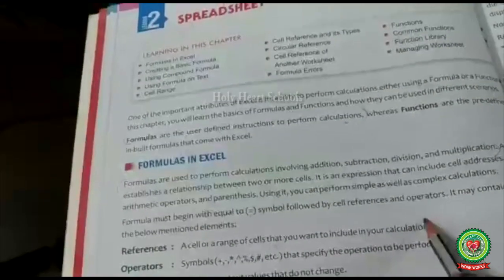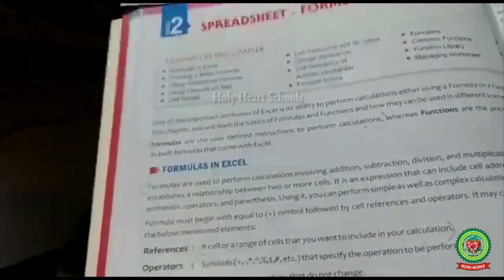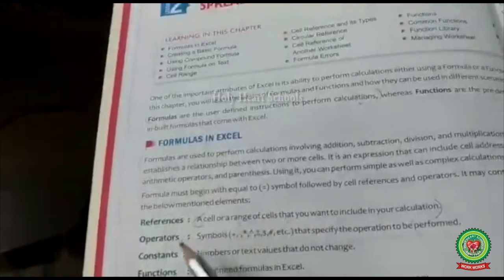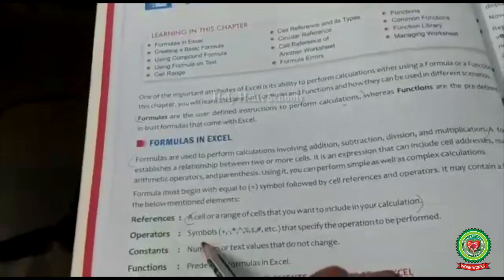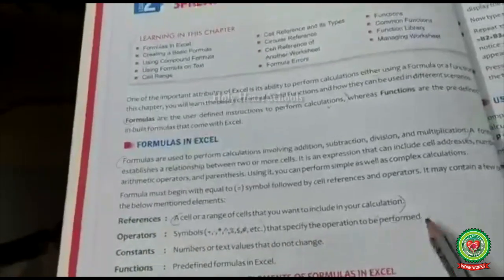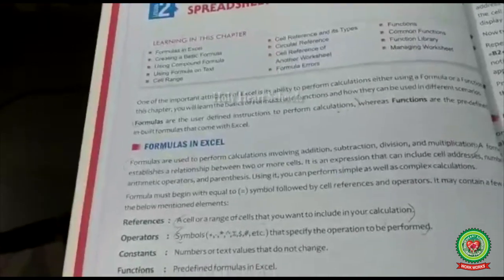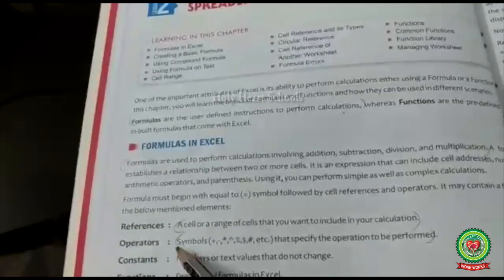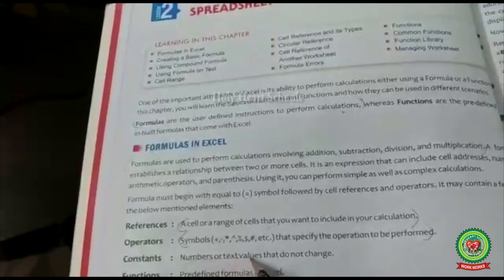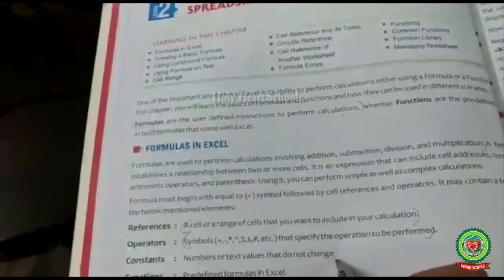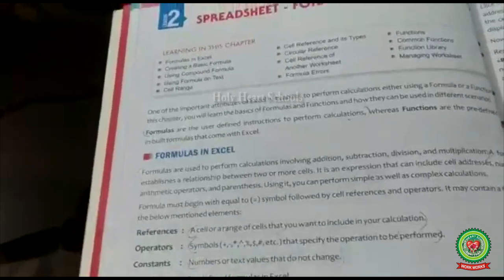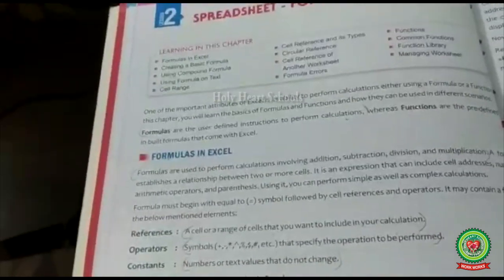So reference: a cell or a range of cells that you want to include in calculations is called a reference. One thing, we need the reference. Second, we need the operator. Operators are the symbols that specify the operations to be performed. Means symbols like plus, minus, multiply, divide, those are the operators we will use. Next is the constant. What are constants? Numbers or text values that do not change. The values which we will use in our formula are known as constants and will not be changed.